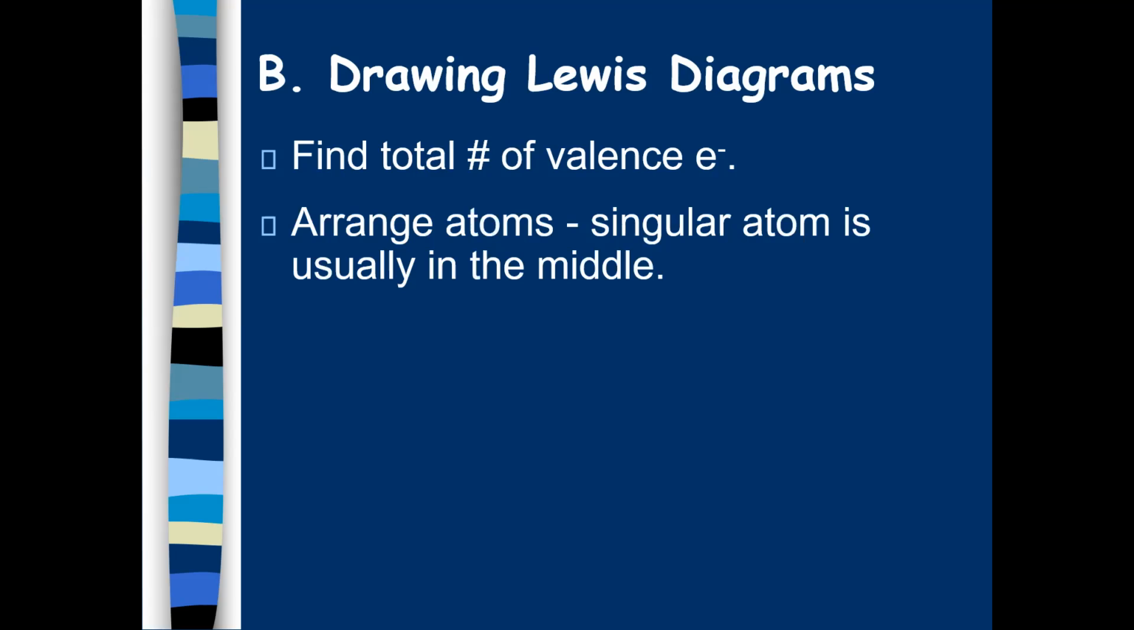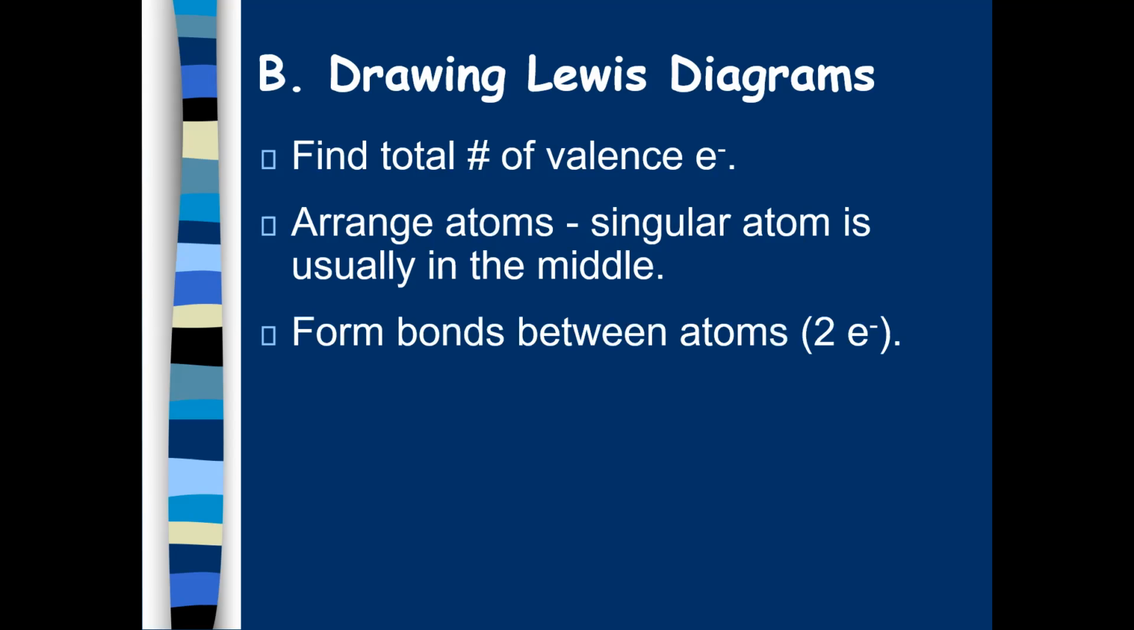And the next thing is you arrange the atoms so that the singular atom is usually in the middle. And if you can have more than one possibility, you will know which one it is because it's the least electronegative. And we're not talking about hydrogen because hydrogen could never be in the middle because it only can make one bond, right? But any element that can make 2 bonds or more can be in the middle, okay? Then you will form bonds between atoms. That means draw a line.